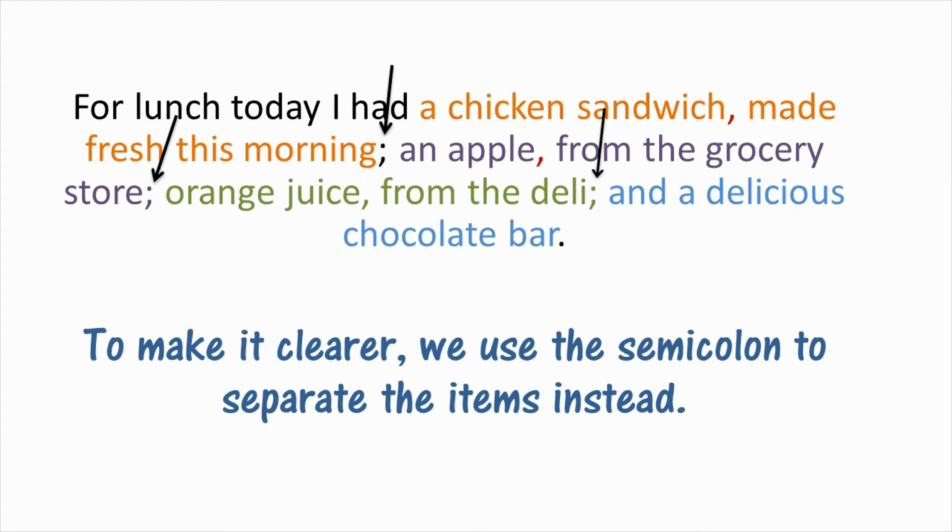To improve the punctuation in the sentence, we remove the commas from the end of each item and replace them with a semicolon. For lunch today I had a chicken sandwich, comma, made fresh this morning, semicolon, an apple, comma, from the grocery store, semicolon, orange juice, comma, from the deli, semicolon, and a delicious chocolate bar.